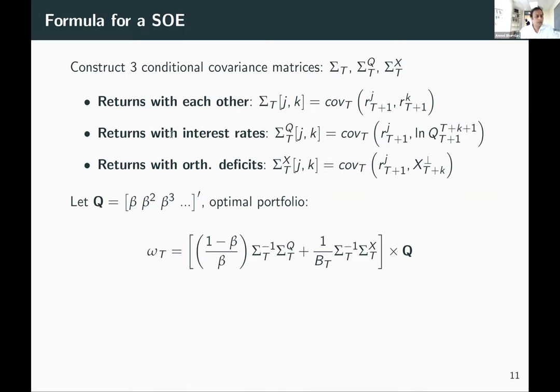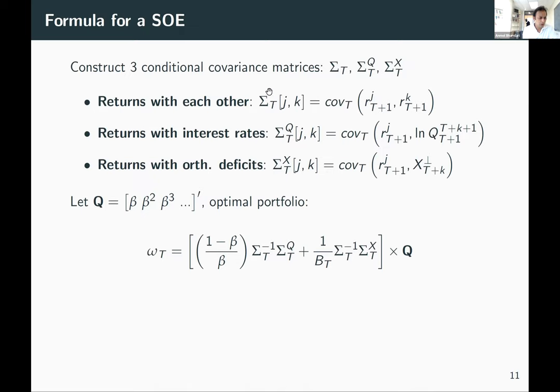The second object is the covariance of returns with interest rates. The interest rates which we care about are all our future interest rates, but they are captured from this Q, which I defined before. So a particular element jk would be how returns on security j are correlated with interest rates from t plus one to t plus k plus one. The last element is the covariance of returns with the orthogonal component of deficits and denoted by sigma x.